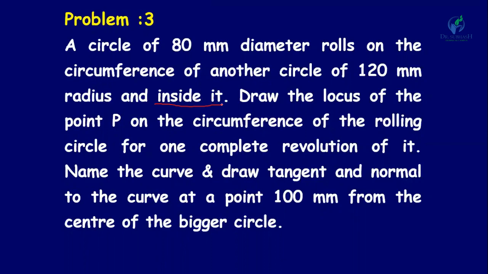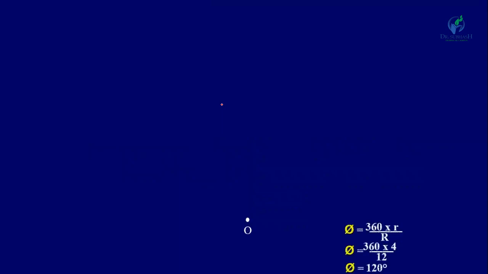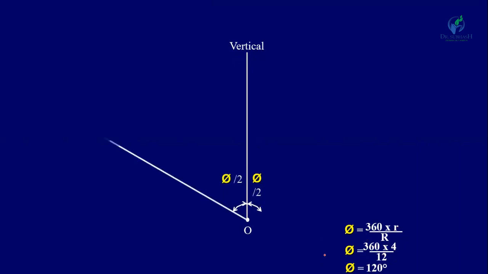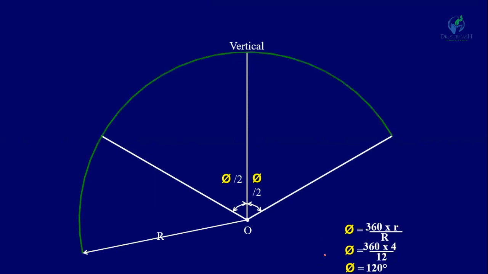First of all, we have to find out this included angle. As per the equation, phi is equal to 360 into small r upon capital R. So the included angle is equal to 120 degrees. Similarly, as in the previous example, draw a vertical line and 60 degrees on each side. Radius is equal to R, meaning the directing circle radius, and draw a circle.